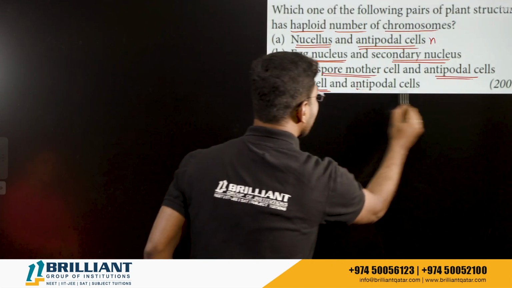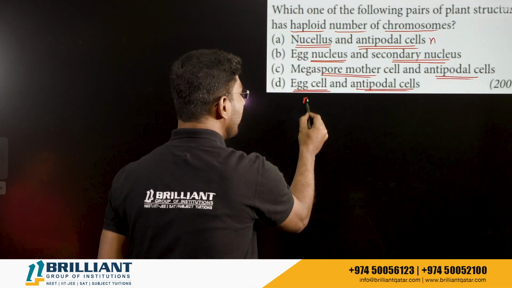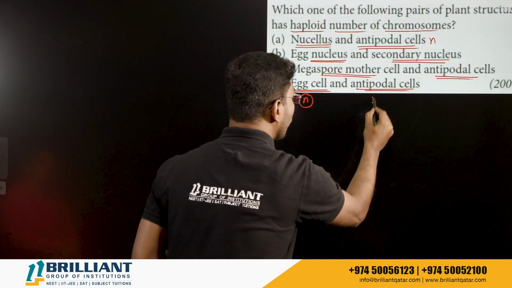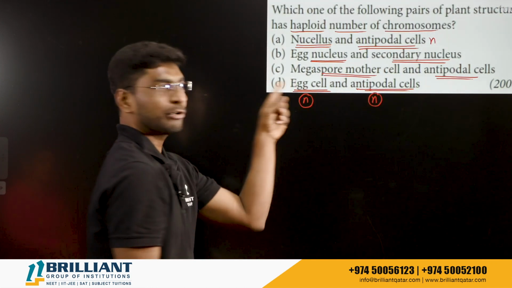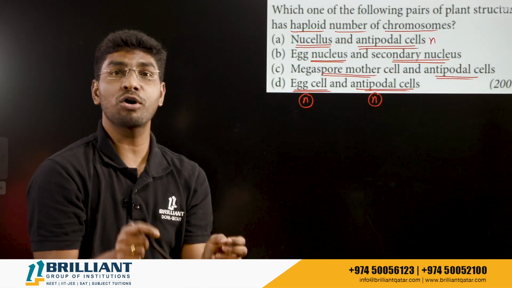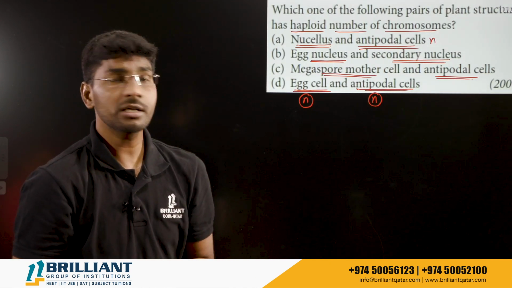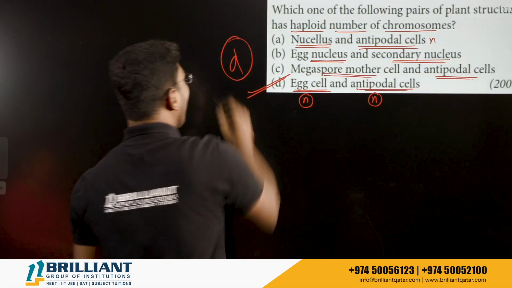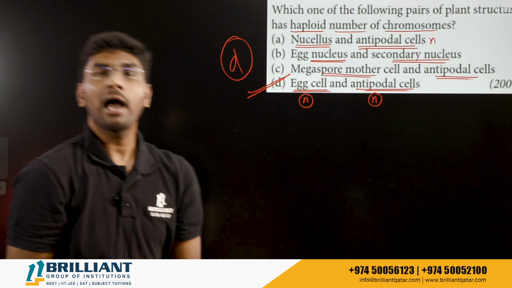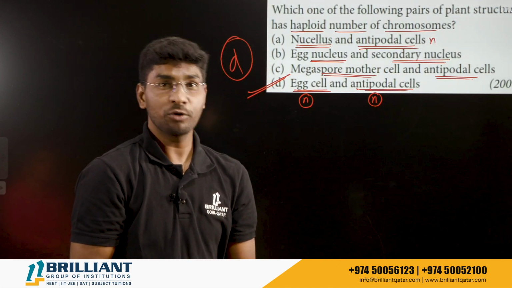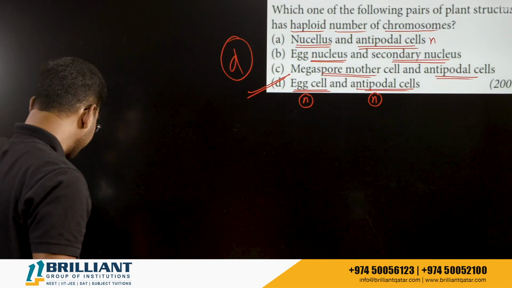The last option is egg and antipodals. Egg is haploid. We know this is the female gamete. And antipodals are also haploid. Egg and antipodals you can identify in the mature embryo sac. So what is our answer? Our answer will be option D. The egg and antipodal cells are haploid in nature. They have a half set of chromosomes. You got my point?